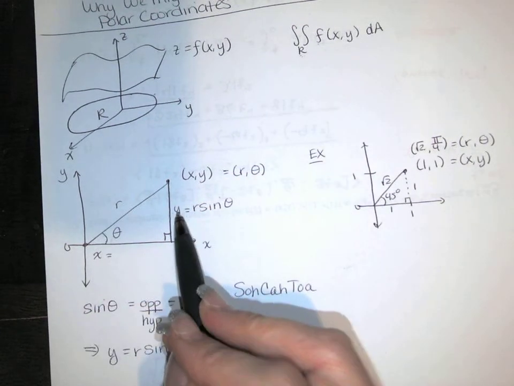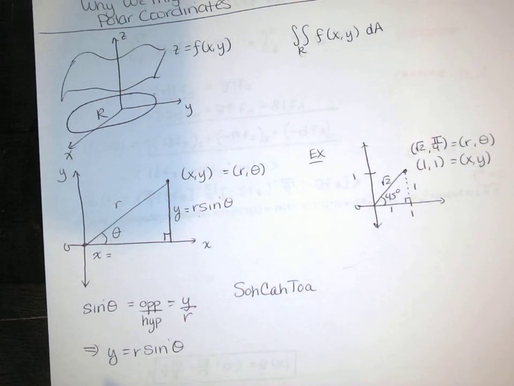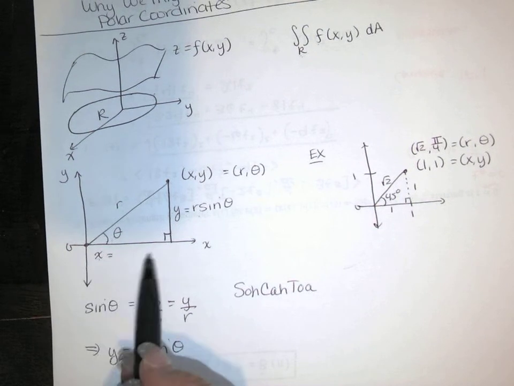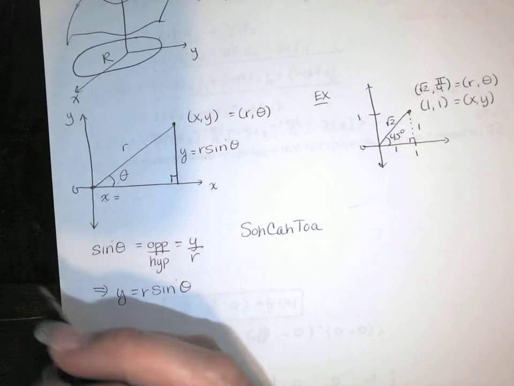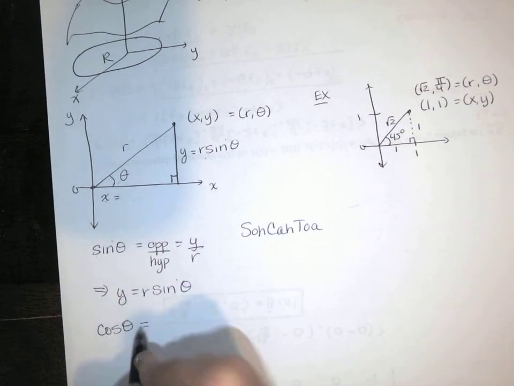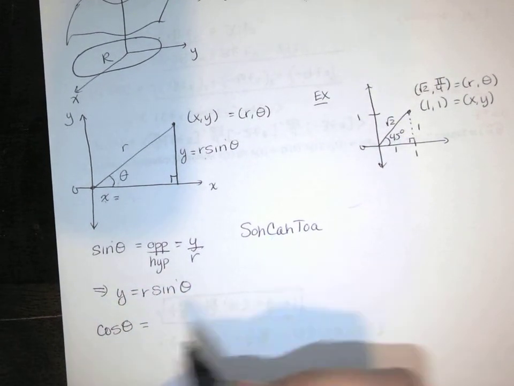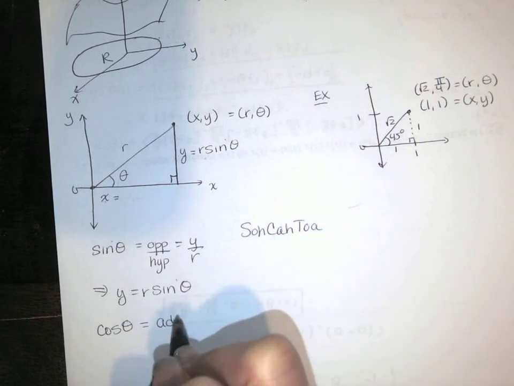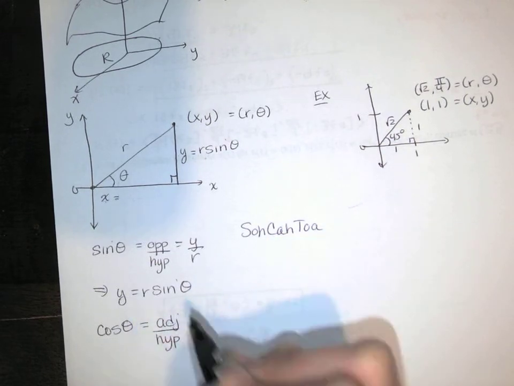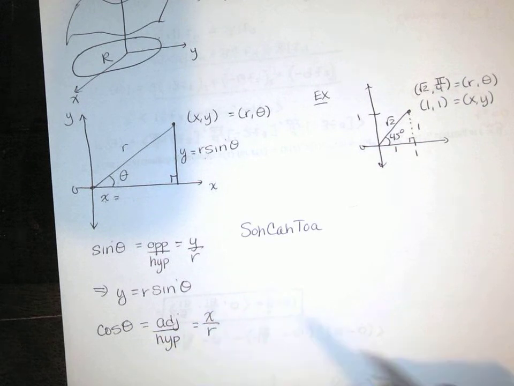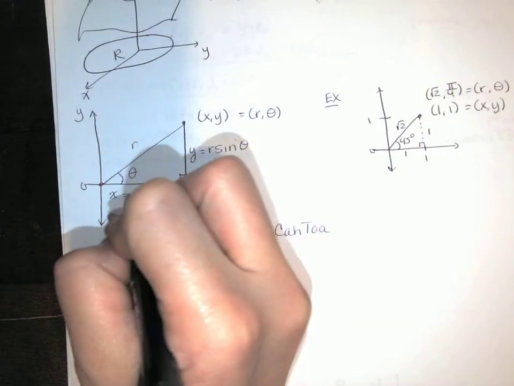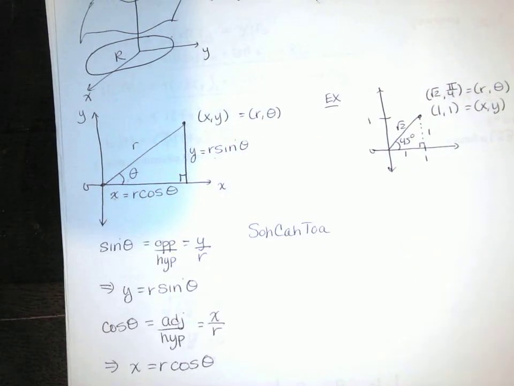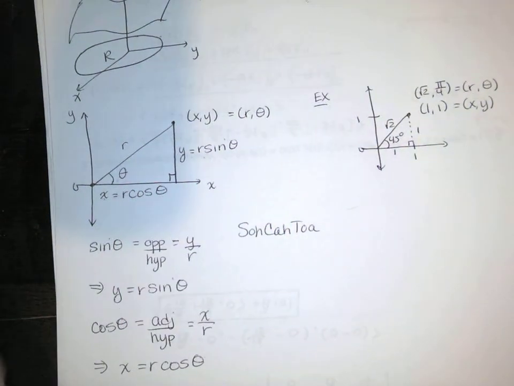So since it's opposite theta, we get the hypotenuse times sine of theta. Similarly, this side is adjacent to theta, so we're going to get the hypotenuse times cosine of theta. We could derive that similarly. We know cosine, according to SOHCAHTOA, is adjacent over hypotenuse. The adjacent side is x, the hypotenuse is r, and we can solve for x by multiplying both sides by r, and we get x equals r cosine of theta. So this gives us two of our coordinate conversion formulas.